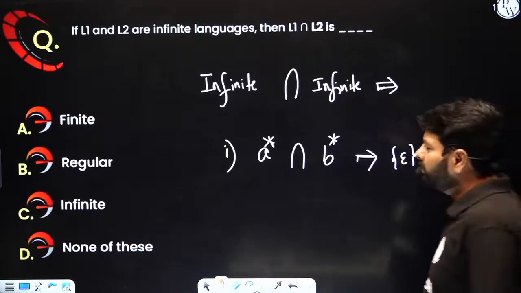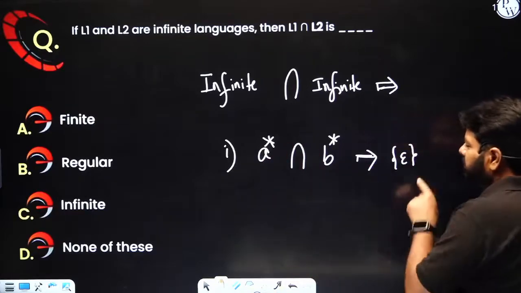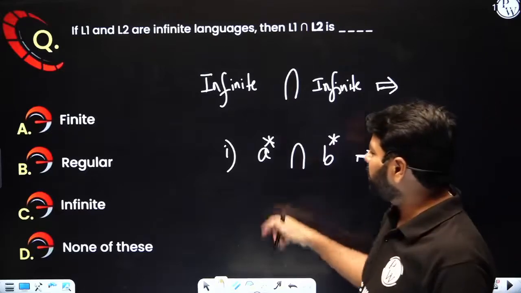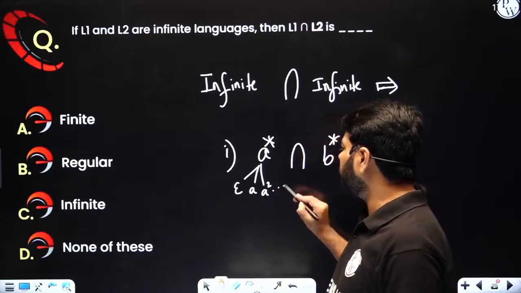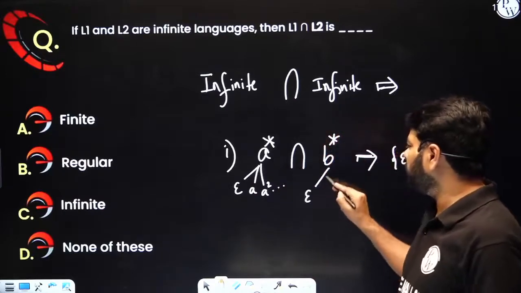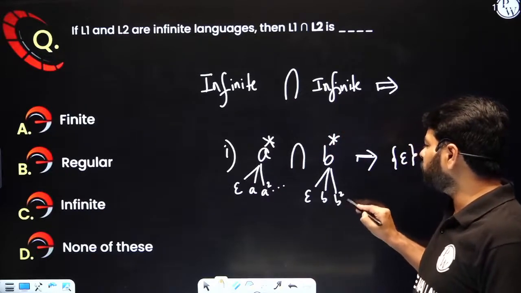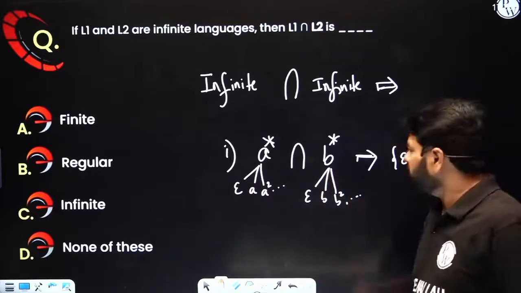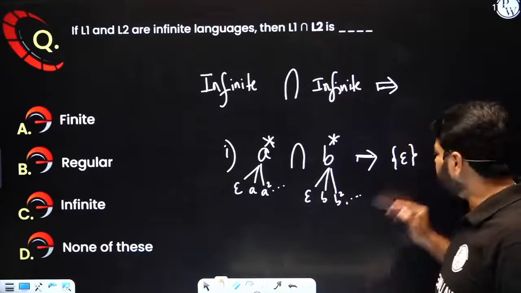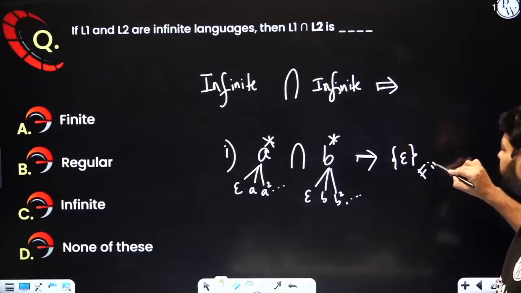You see that infinite intersection infinite gives just epsilon. Why? In A star you have epsilon, a, a square, and so on. Here in B star, epsilon, b, b square, and so on. But you see, only epsilon is common in both the languages. That's why the result is epsilon. So this epsilon is actually finite.